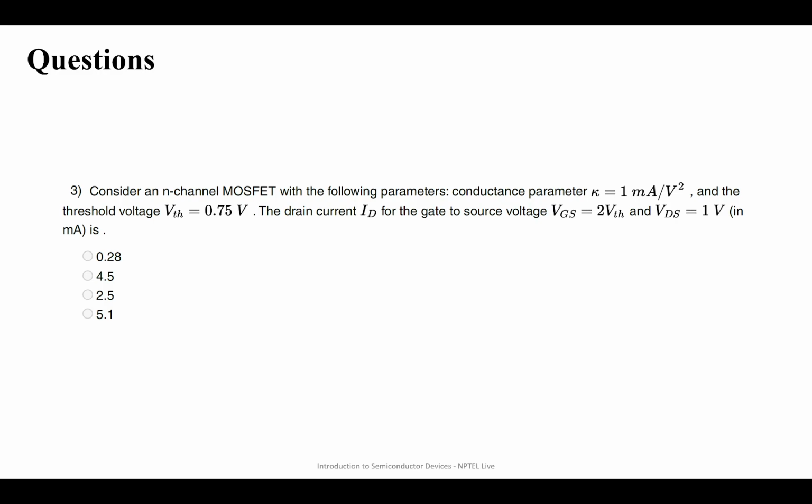Consider an N-channel MOSFET with the following parameters: conductance parameter kappa equals 1 milliampere per volt squared, and threshold voltage VTH equals 0.75 volts. The drain current ID for gate-to-source voltage VGS equals 2 VTH, and VDS equals 1 volt, in milliamperes, is: 0.28, 4.5, 2.5, or 5.1.